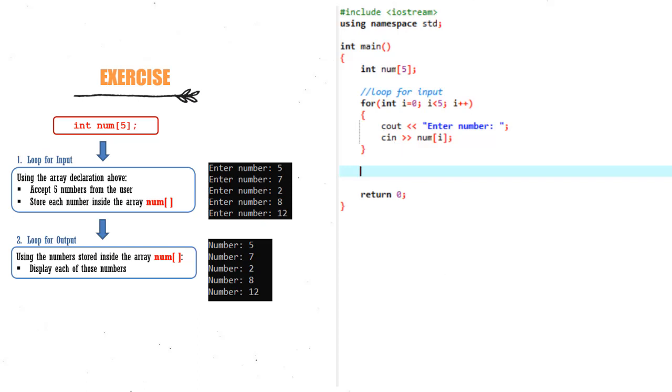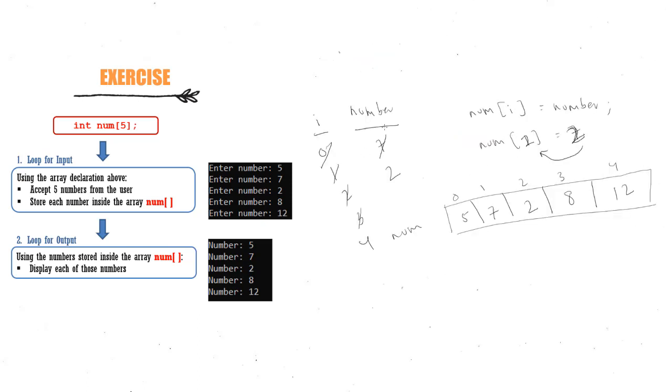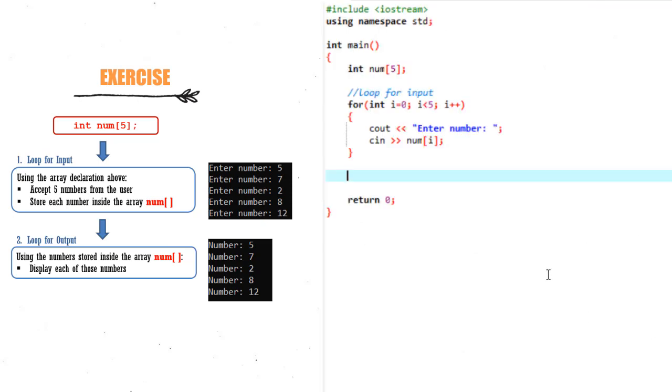Again, if we take a look at our screen right here, this is our array: 5, 7, 2, 8, 12. So in order for us to display each of these, we need to access each one. Starting with the first index, and then we move on to the next one, and the next one, until the end of the array. So we're starting at the first index and ending at the last index. Again, the same concept: we're going to be using a loop because there are many elements inside the array.